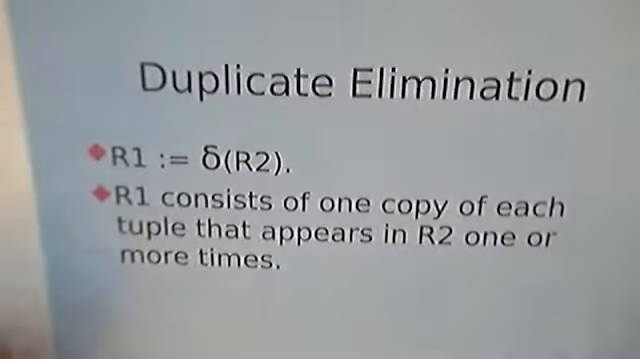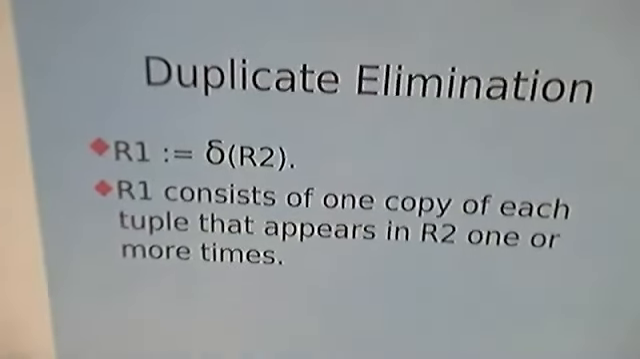So duplicate elimination was always pretty simple. What it basically does is turn a bag into a set. Because remember, the extended relational algebra is under bag semantics by definition. So when we talk extended relational algebra, we're talking about something that's under bags. Sometimes you want to turn a bag into a set, and the delta operator will do that.